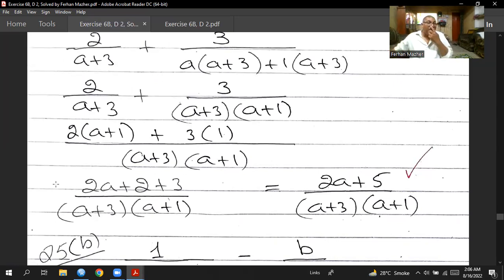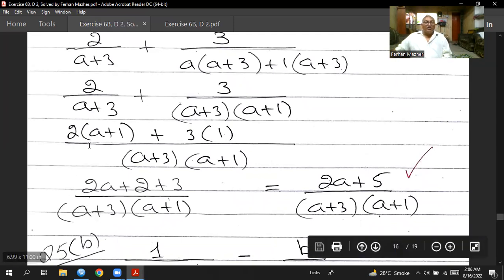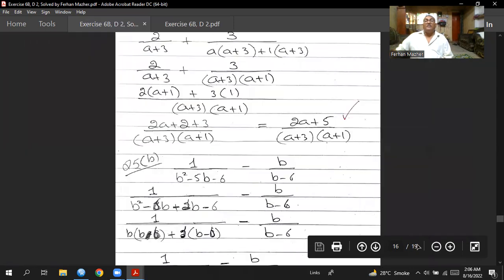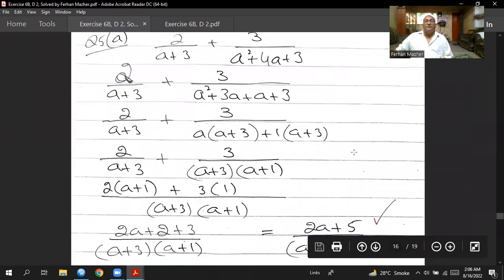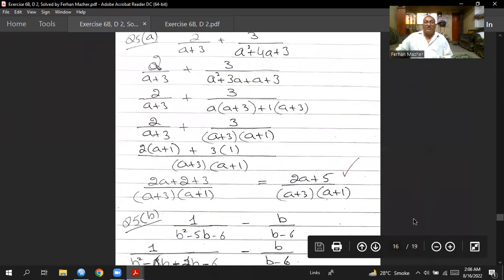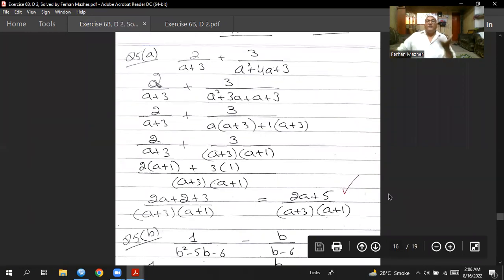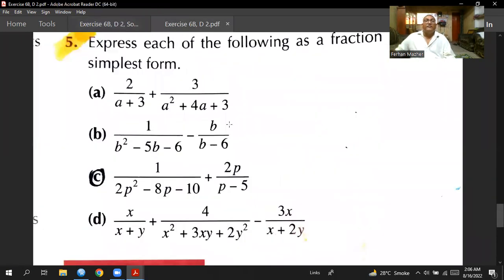So upstairs I will have 2 bracket a plus 1 bracket close plus 3 into 1. So you will have 2a plus 2 plus 3 divided by a plus 3 in one bracket, and in the other bracket I have a plus 1. So upstairs you will have 2a plus 5 divided by a plus 3 and a plus 1 in the other bracket, okay? So this is how you will do this question. The whole question is showing up on your screen. You can pause the video and take your time.